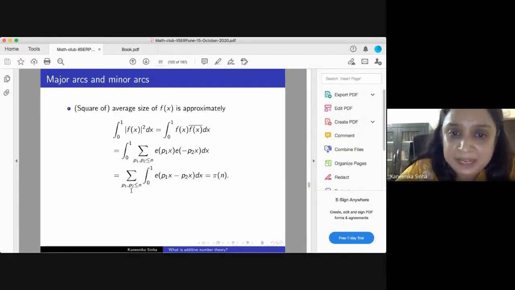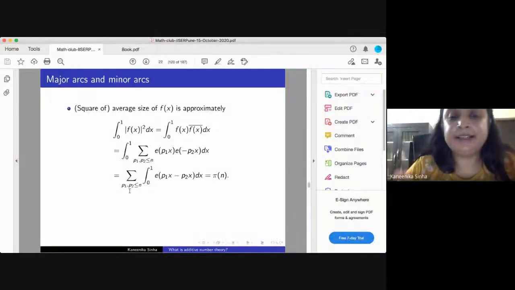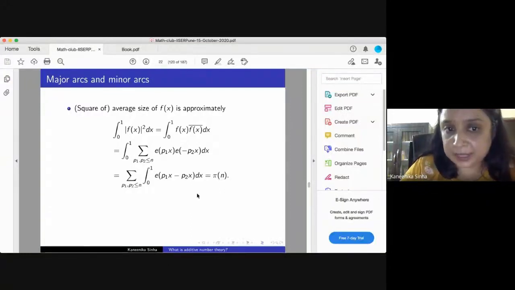And then for each p1 and p2, you've got the integral of e of (p1 minus p2) x dx from 0 to 1. And you know, again, from your integral evaluation of this expression, that this will take the value 1 only when p1 is equal to p2. Otherwise, this will just become 0. Okay, so there's only what you call in technical language a diagonal contribution from these sums. So only those pairs p1 and p2 get counted where p1 is exactly equal to p2, which essentially gives you the total number of primes up to n.